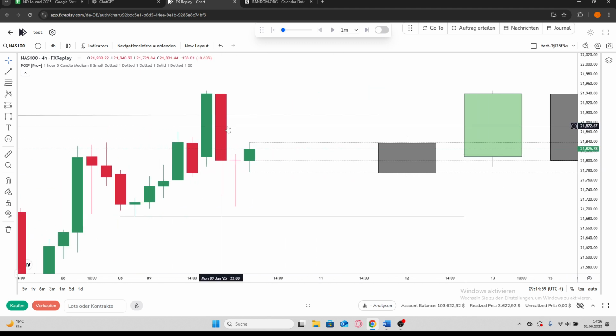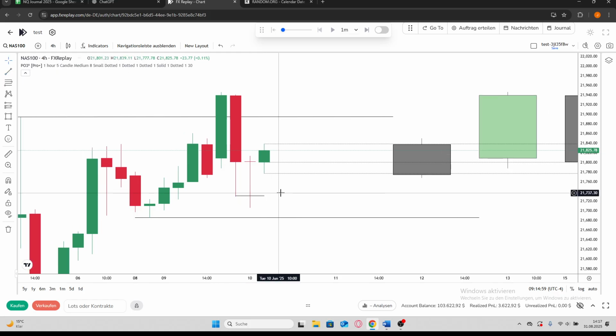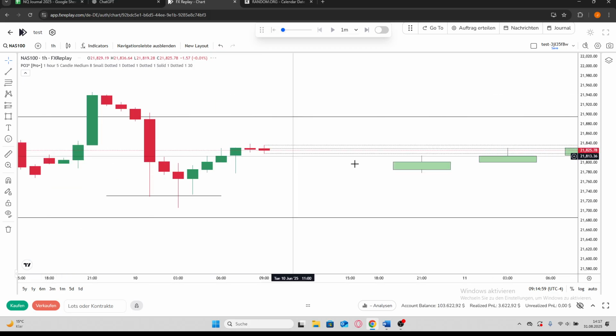And also we can see this candle here, the strong sell down. Okay, we have a swing against our buyers. So we swept this low here and bought up again. So now we have buyers against each other. Let's see how the hourly looks.